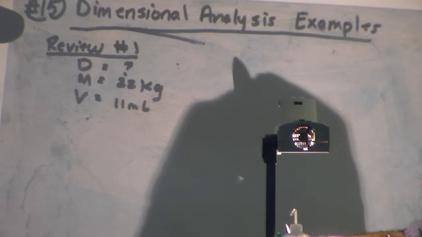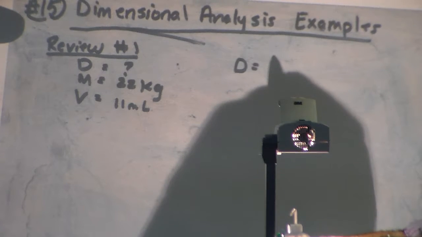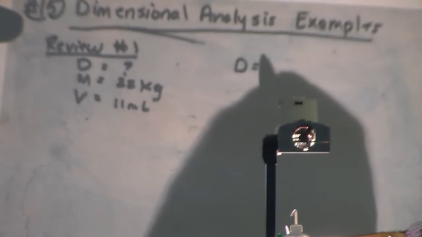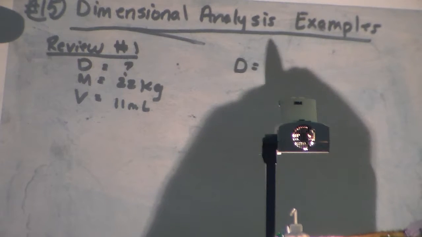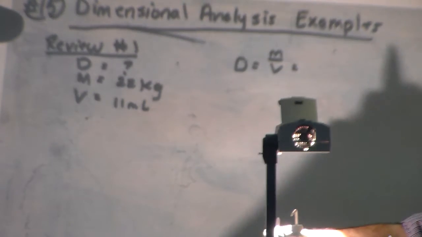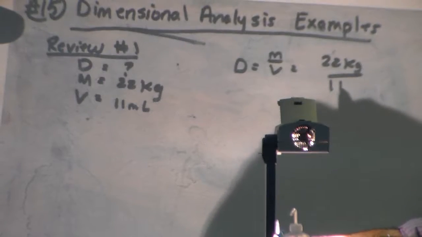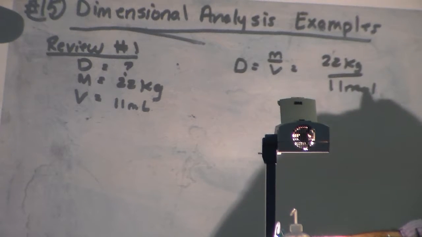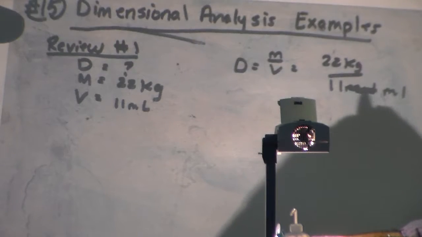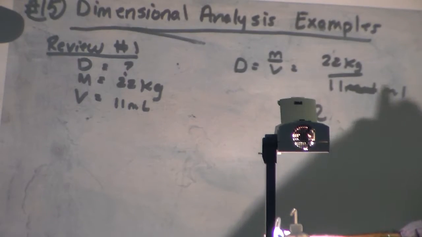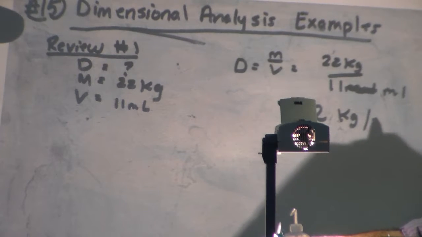11 milliliters. Okay, so the formula is on the board. What is the formula for density, Robert? M over V, good. M over V. Mass is 22, volume's 11. Where does the 22 go? Top or bottom? Top. Where does 11 go? So all I have to do is divide, and the answer is 2 what? Kilograms per milliliter. Very good.